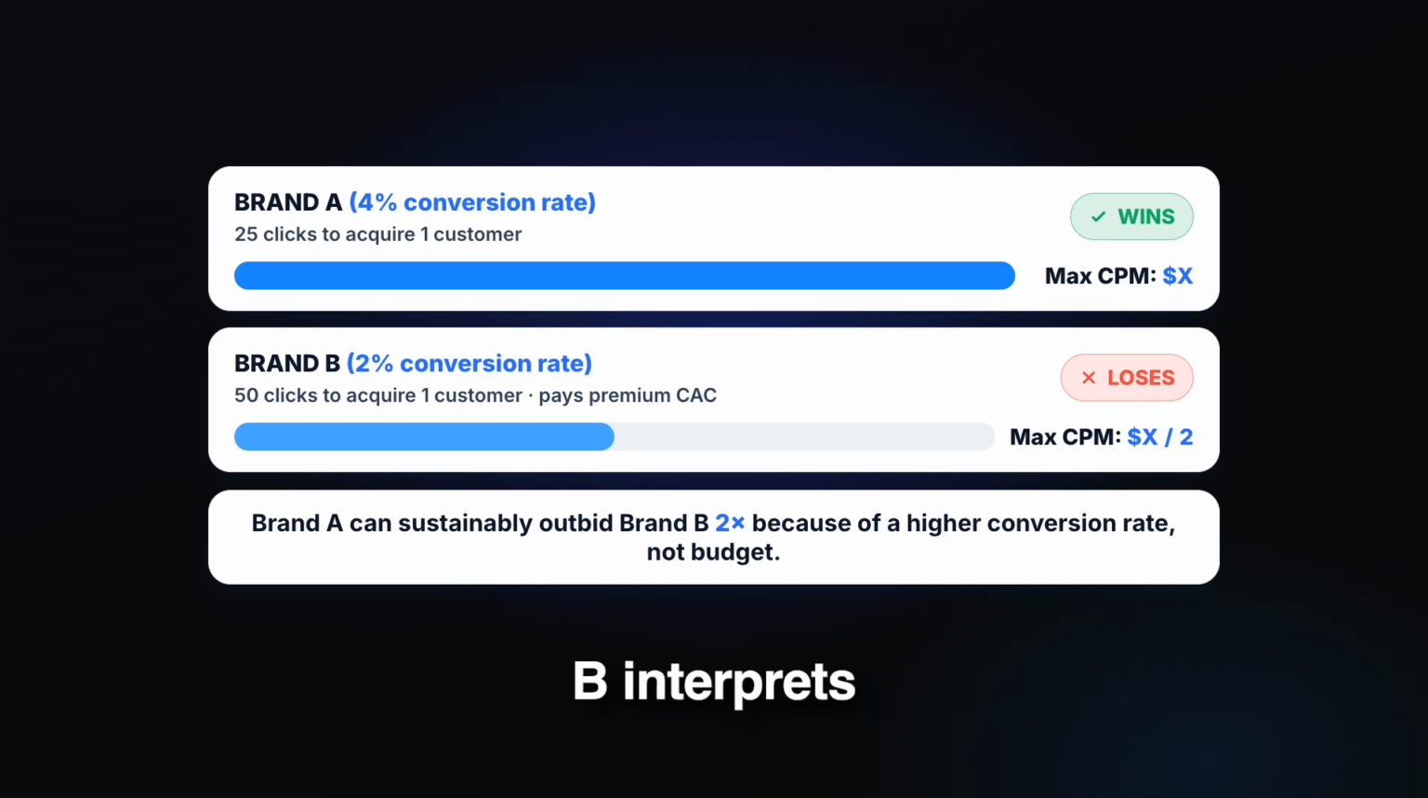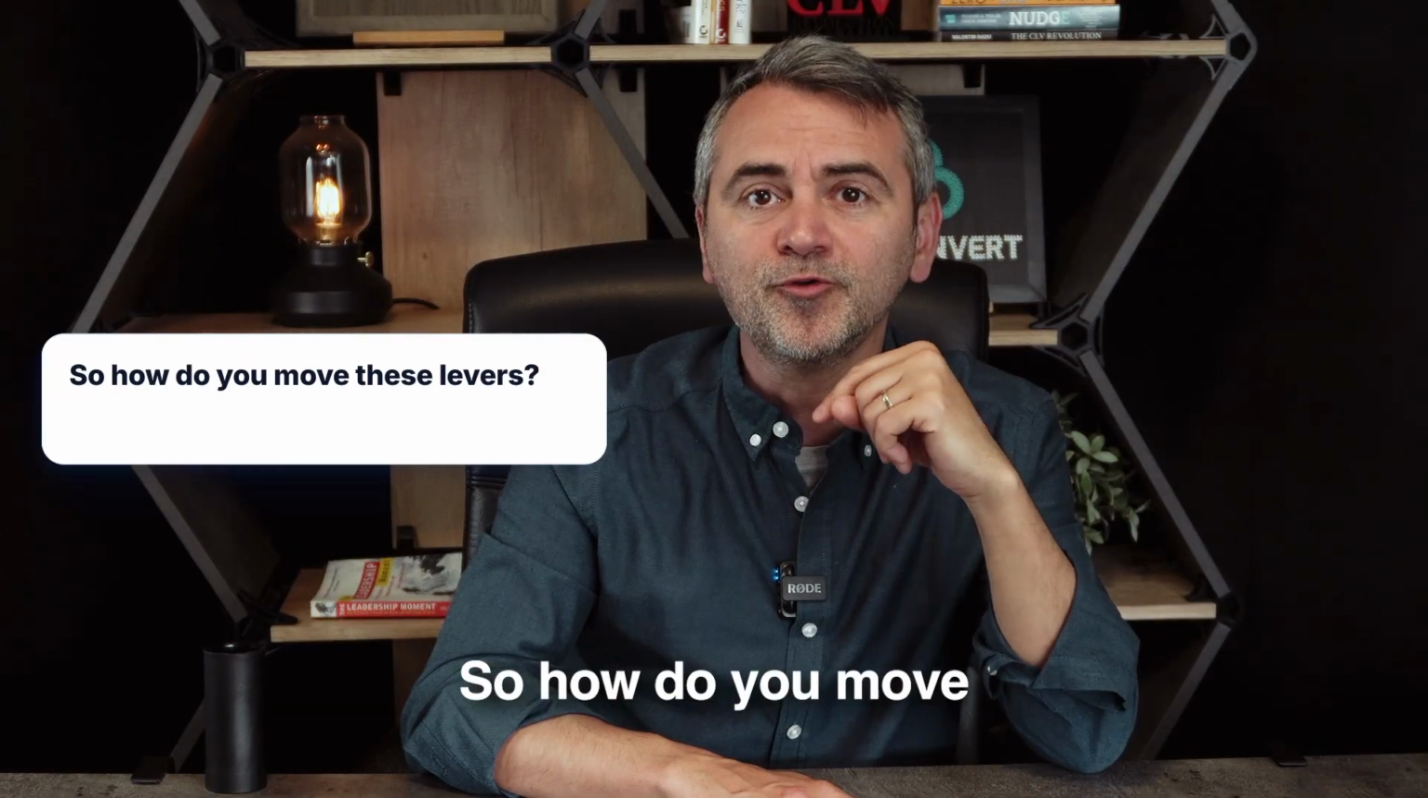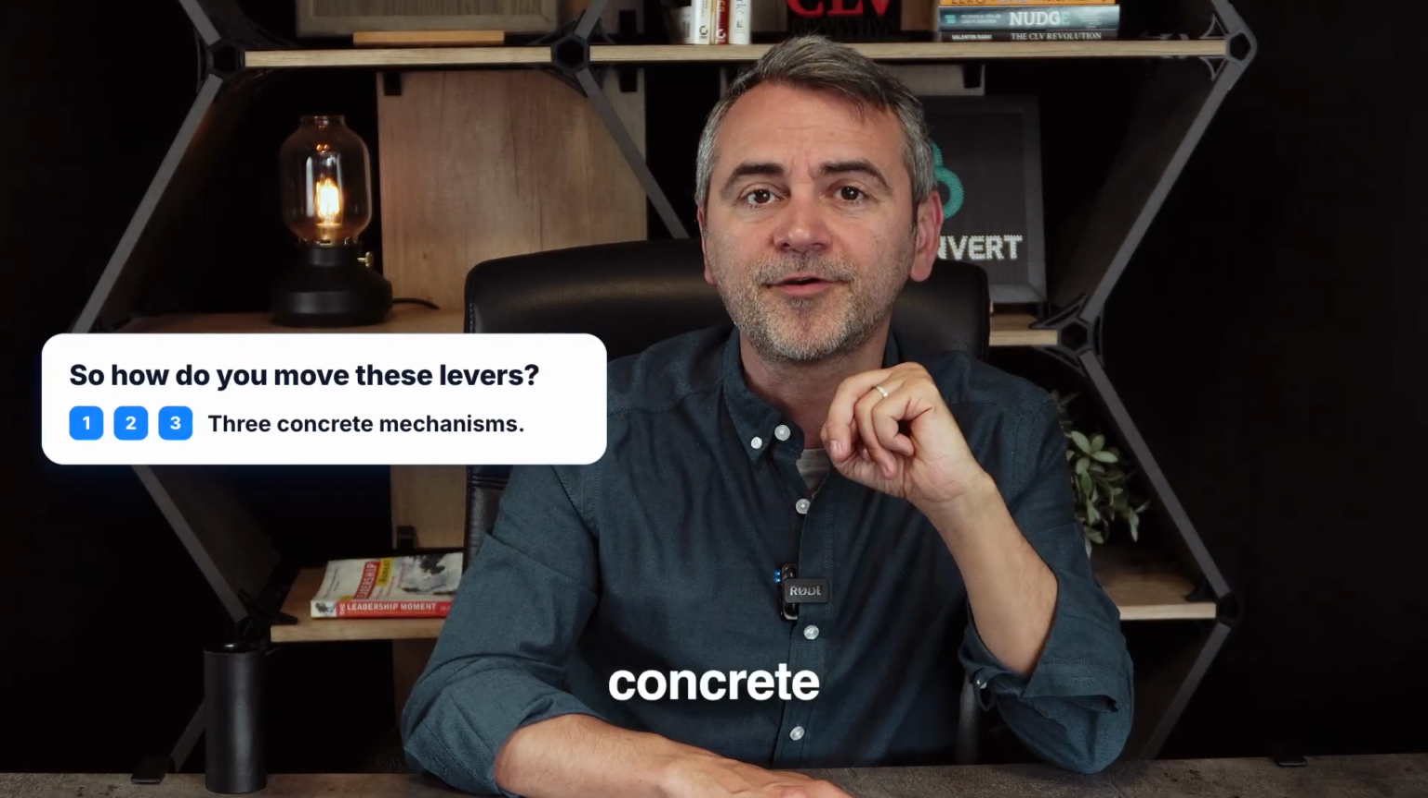So Brand B interprets this as "the algorithm is penalizing us." The algorithm is doing no such thing. It is rewarding Brand A for having better unit economics and better brand equity. So how do you move these levers? There are 3 concrete mechanisms.